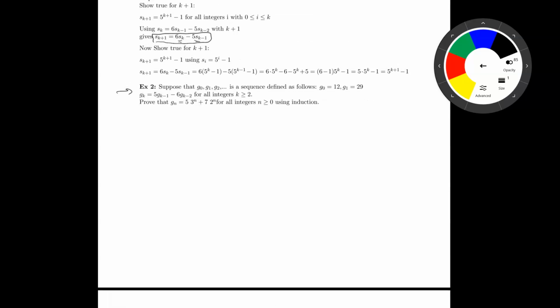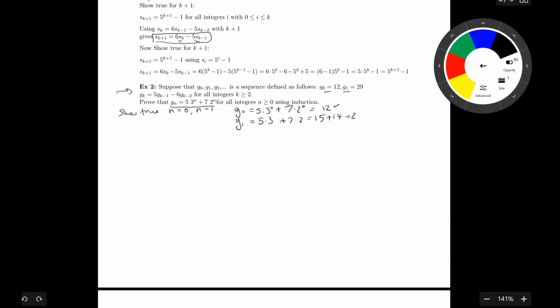All right, so let's go do this one. So I start off with showing true for n equal 0, right, and n equal 1. And remember you're always proving the nth one, right? So g sub 0 is 5 times 3 to the 0 plus 7 times 2 to the 0. So this gives me 5 plus 7, so that's 12. Check. Okay, so g sub 1 is going to be 5 times 3 plus 7 times 2. So that's 15 plus 14, that's 29.